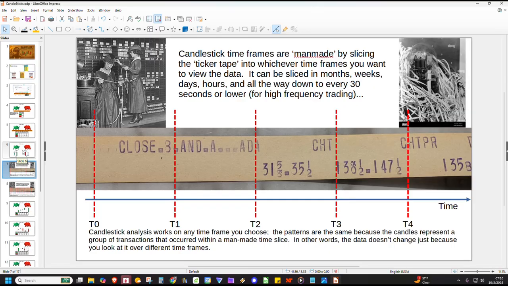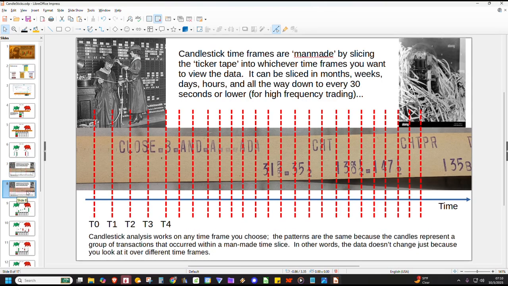All you're seeing is price data. It's just how you're slicing it and looking at it. So no matter how small we make the time slices, the patterns are still the same because the data hasn't changed. We're just looking at the patterns, like zooming in with a microscope and then zooming back out.